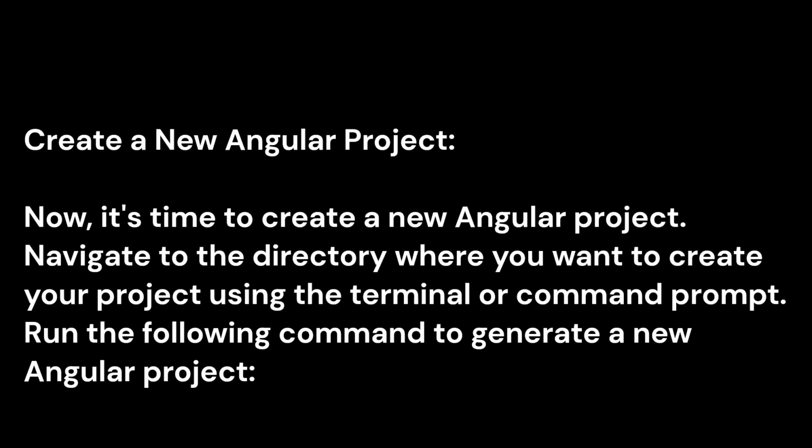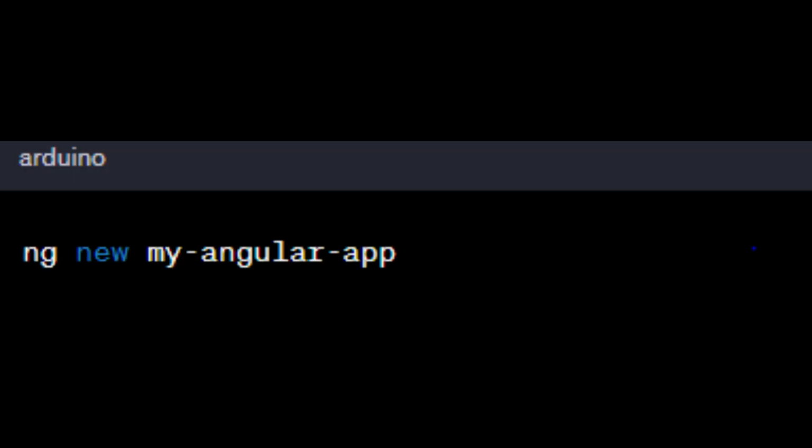Step 4. Create a new Angular project. Now, it's time to create a new Angular project. Navigate to the directory where you want to create your project using the terminal or command prompt. Run the following command to generate a new Angular project. This command will create a new folder with the project name and set up a basic Angular application structure.